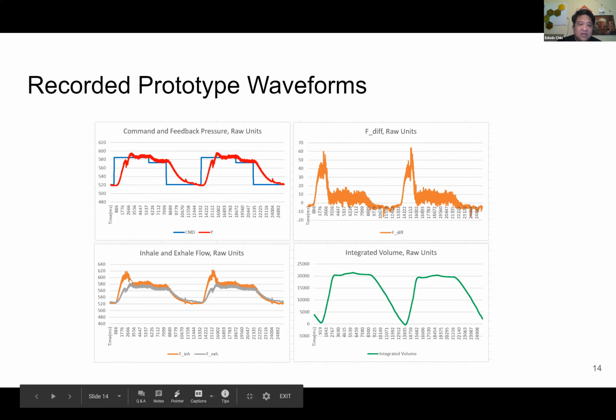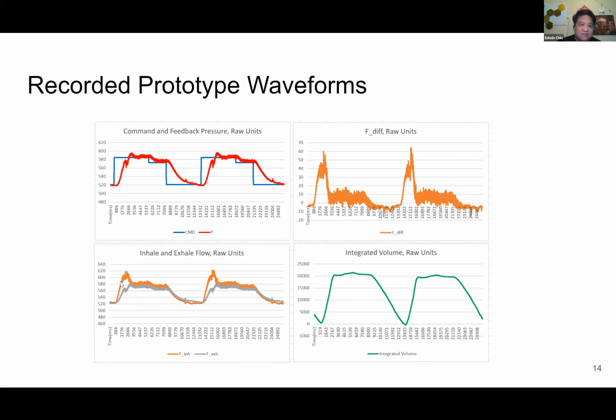We have the inlet and outlet sensors for flow. And so you can see here during inhale, the inhalation flow is greater than the exhalation flow. And they're essentially the same, equal at plateau. And then when the pressure is dropped by the ventilator, allowing the air to flow out of the patient's lungs, you see the exhalation branch being higher than the inhalation branch flow.